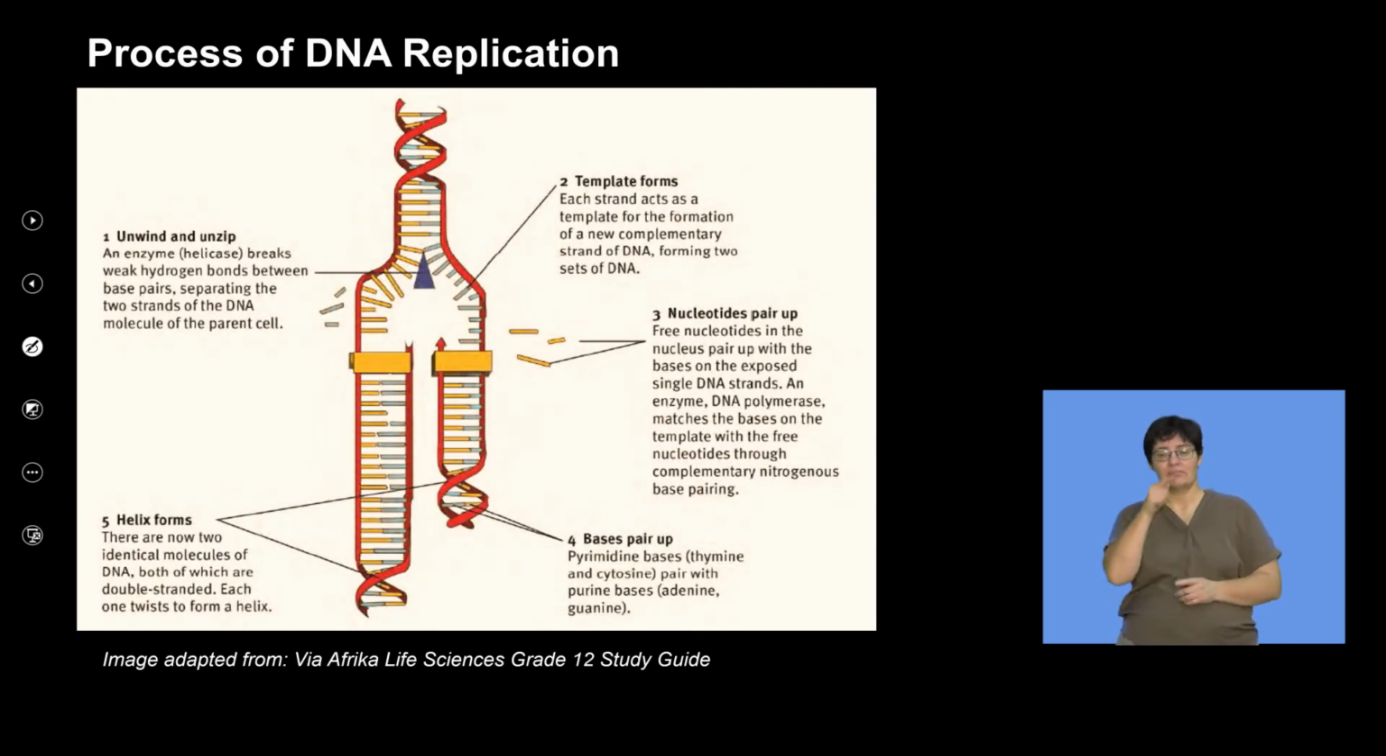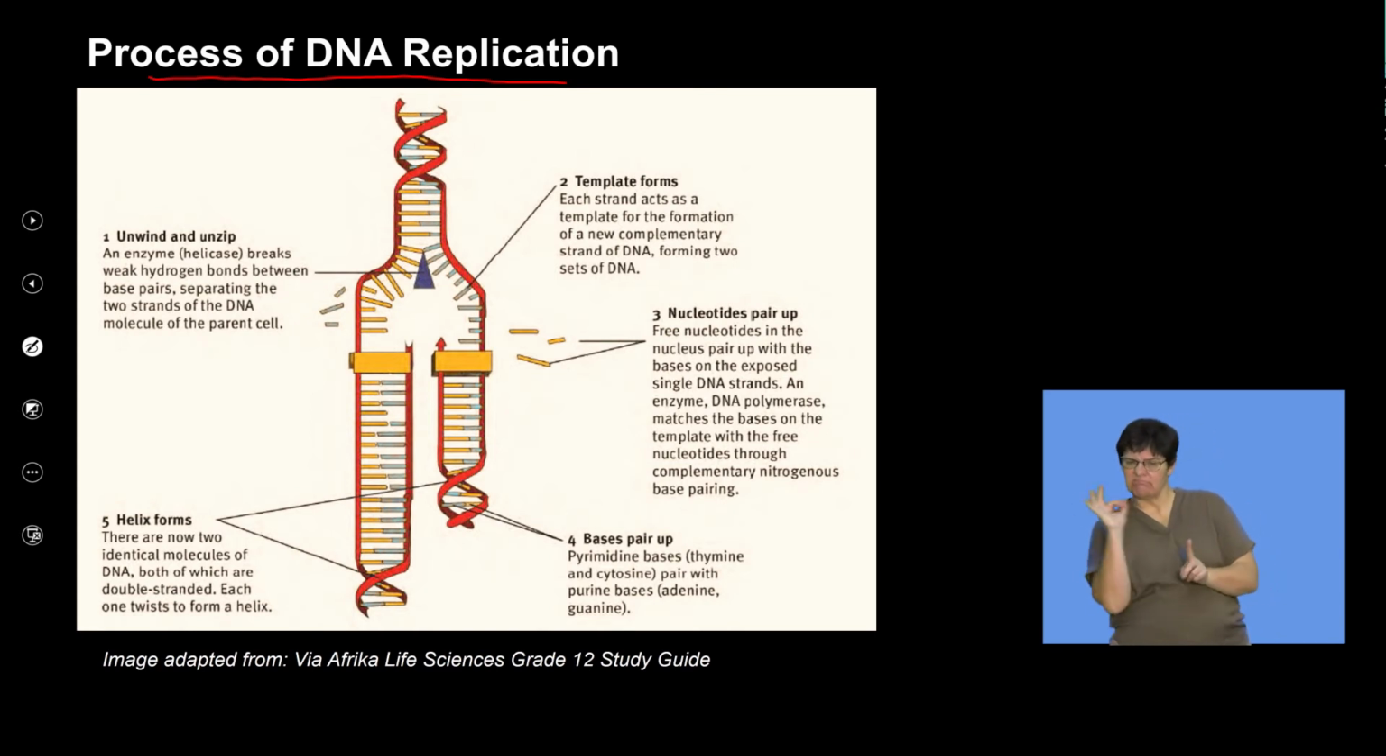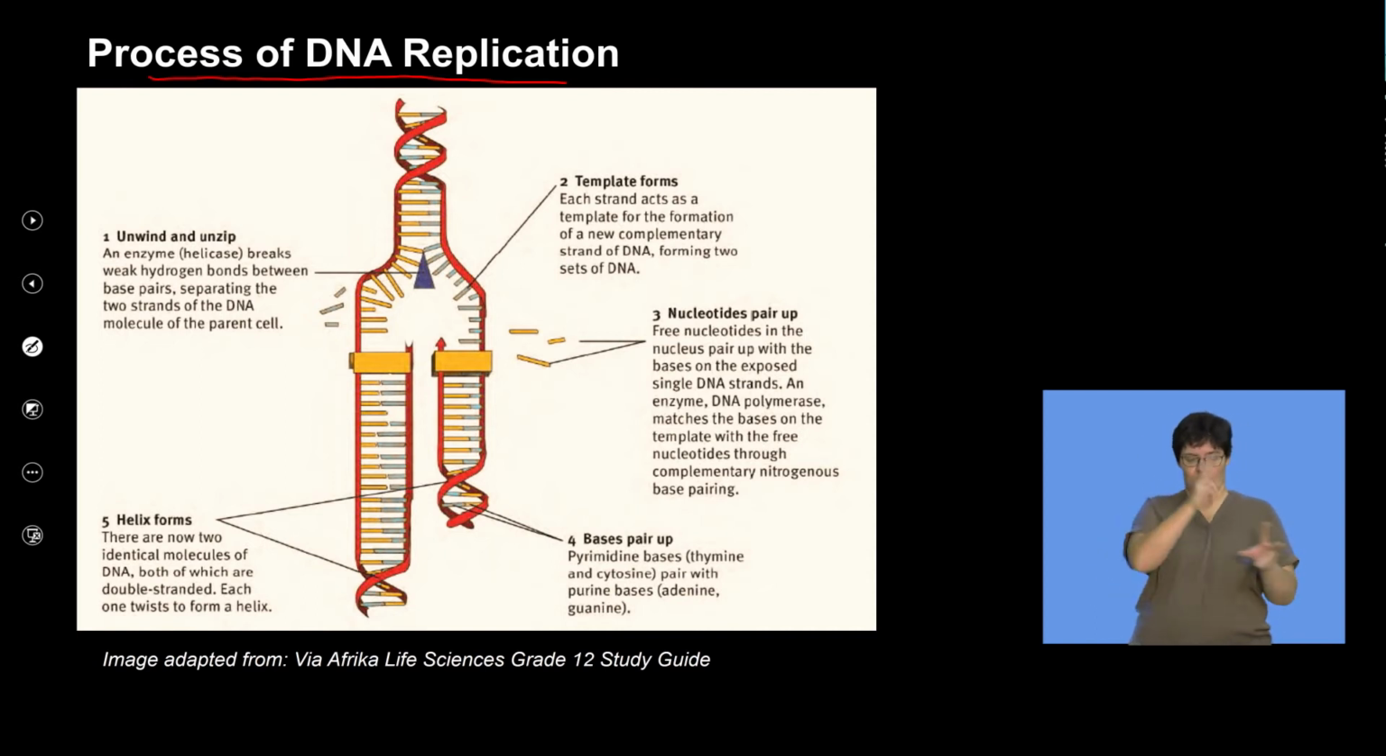In this illustration, I've outlined the process of DNA replication in a series of different steps, illustrated in numbers. I'm going to talk you through this process so that we can understand essentially what happens, and exactly how the DNA molecule is able to produce a new copy.